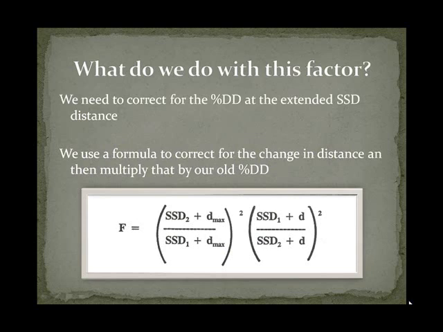What do we do with this factor? We need to correct for the percent depth dose at the extended distance. We use this formula to correct for the change in distance and then multiply this factor by our old percent depth dose and then put this into our new monitor unit calculation.